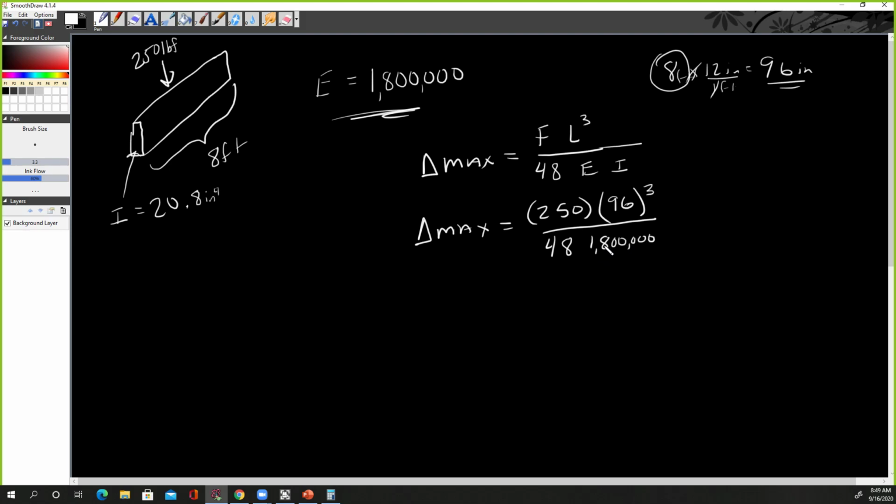1,800,000. It's a big number. It's pretty strong. Imagine what steel is. Steel would be way bigger than that, right? Because steel doesn't bend. And then 20.8. Alright, so here's what we're going to do. We're going to do the top number first, okay?